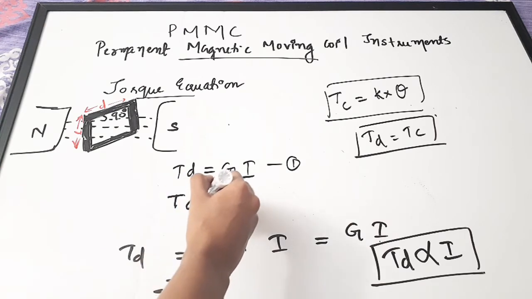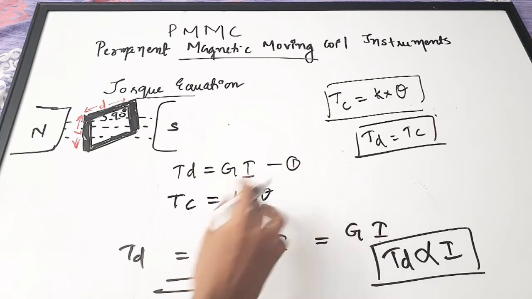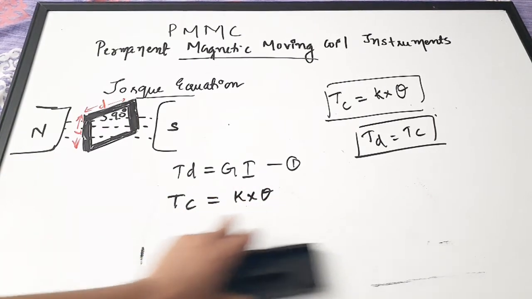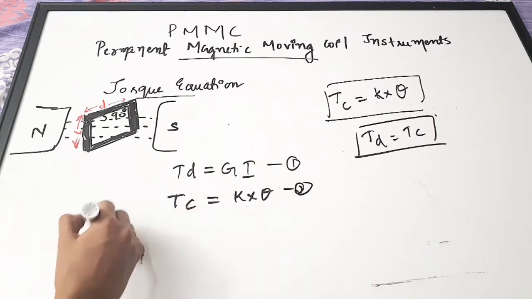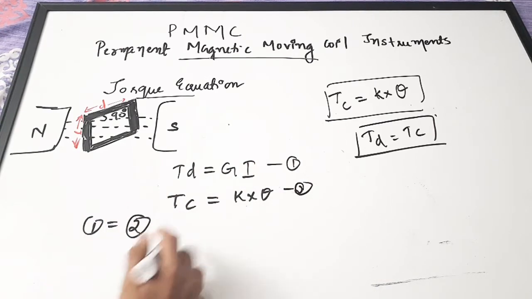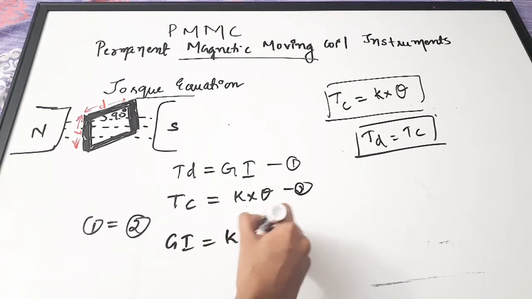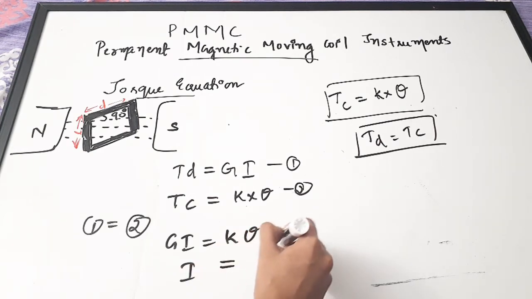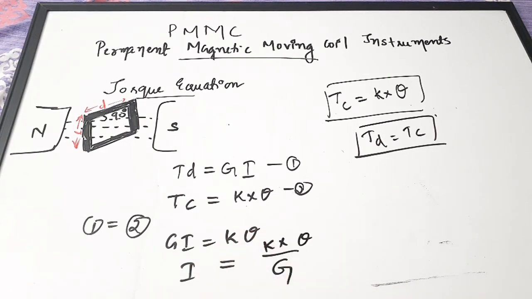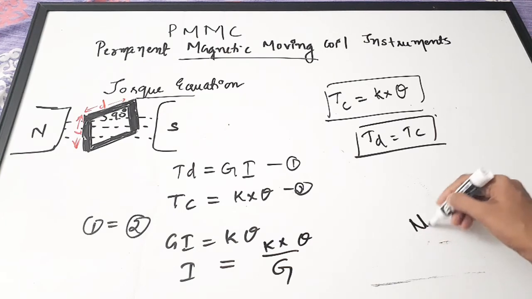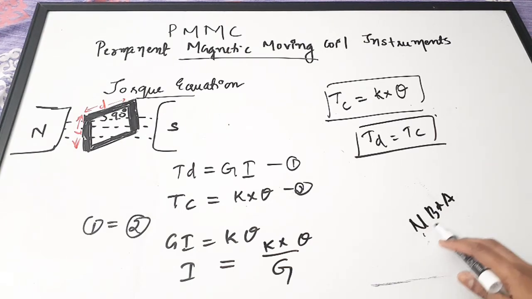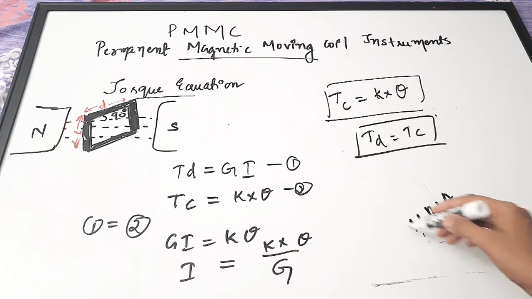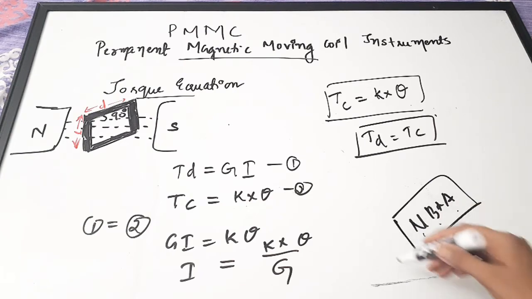What is the equation for controlling torque? Tc is equal to K into theta, where K is the spring constant. Now we have to equate these two equations. So 1 equal to 2, that is you can write Gi equal to K theta. And from that you will get I, which is the current, is equal to K into theta by G. Now just know that G is nothing but N into B into A, where N is the number of turns, B is the magnetic field, A is the area of your coil. So this thing also you should be knowing. This is the value for G.